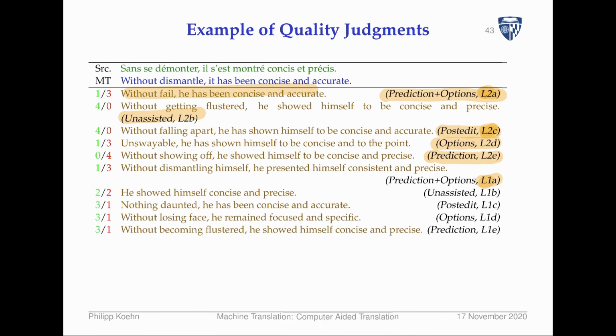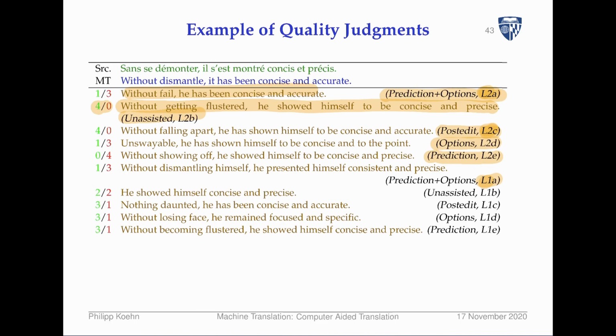We were mostly interested here in the study, and we'll report on that, in whether, when users use these tools, they are actually accurate and do the right translations. So we had human judges evaluating them. And here's what the judges say. For instance, this translation here, "without getting flustered, he showed himself to be concise and precise," four judges thought was great. Zero judges thought it was wrong.